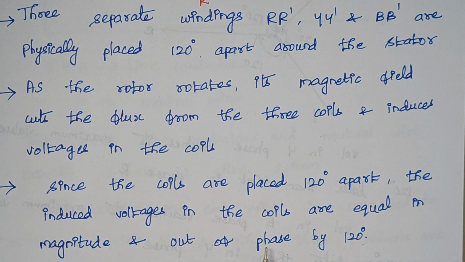What do you mean by out of phase? They have a phase angle difference of 120 degrees. Let me show you in the diagram, then you will have a clear idea. The magnitude remains the same, but since the coils are placed 120 degrees apart, they are out of phase by 120 degrees.